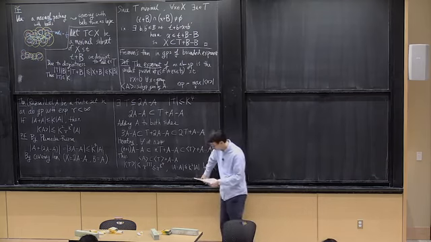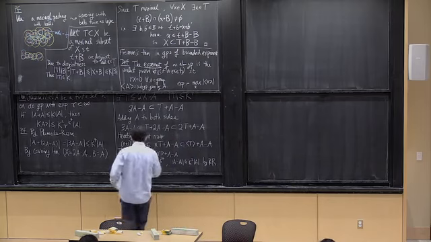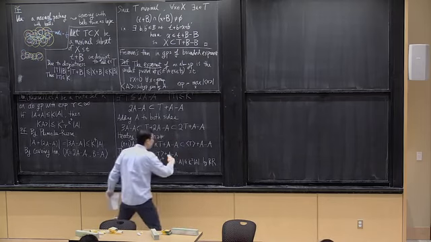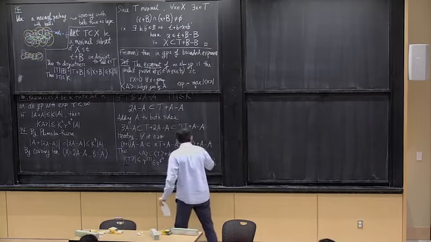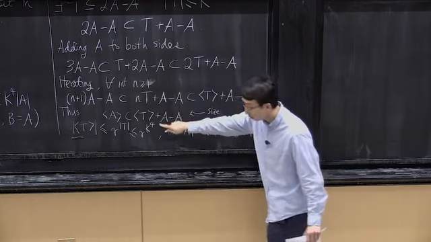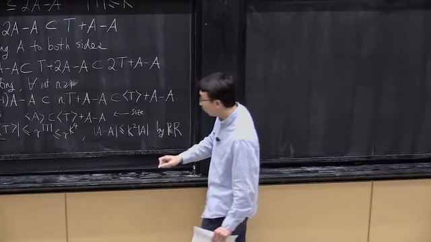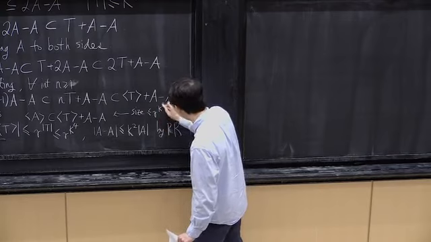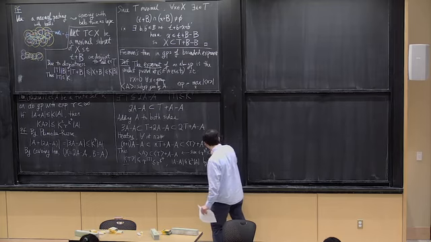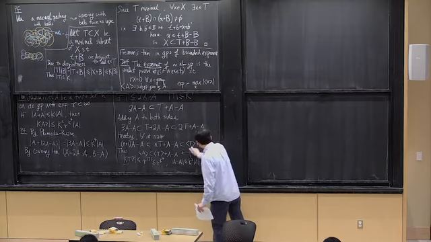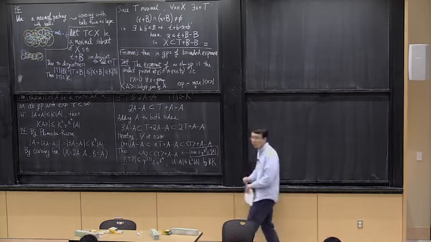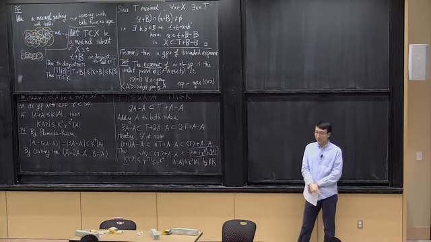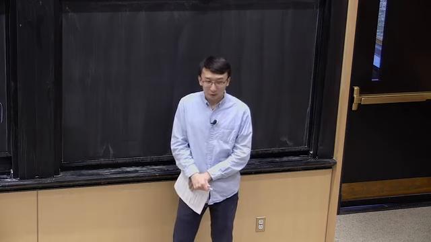Therefore, okay, so putting these two together, we see that the size up here is at most R to the k to the 4 times k squared size of A, which is the bound that we claimed. Okay. Any questions?